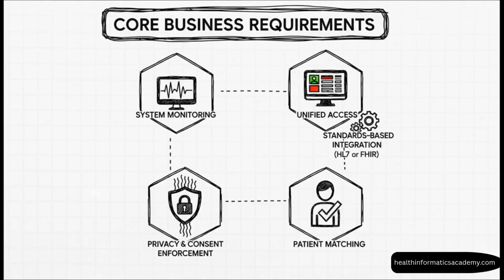And those interests, they translate directly into these core business requirements. We need that unified view, sure, but it has to be built on standards like HL7 or FHIR. It absolutely must guarantee accurate patient matching. That's a cornerstone of patient safety. It has to normalize data using codes like LOINC for consistency. And of course, it has to enforce privacy and consent rules without fail. Each one of these is non-negotiable.